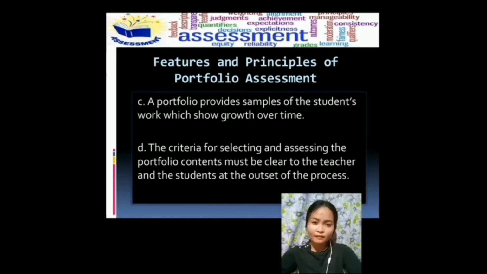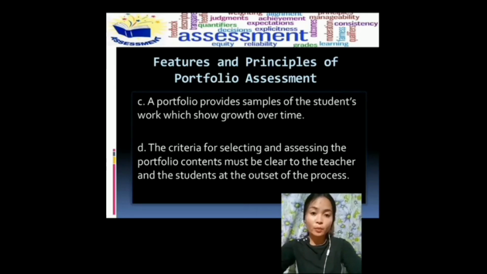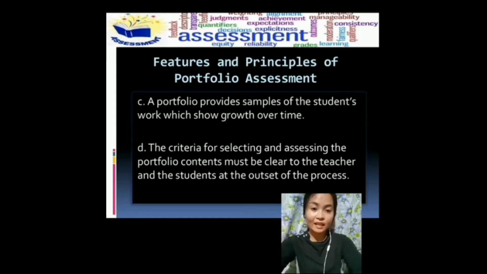The criteria for selecting and assessing the portfolio contents must be clear to the teacher and to the students at the outset of the process. So of course, before putting some information in the portfolio or assessing some information or lessons in the portfolio, it should be clear so that both students and teachers understand. Because if it is not clear, it will lead to misunderstanding between teachers and students. So it should be easy to understand for both sides, to make the work easier for both teachers and students.